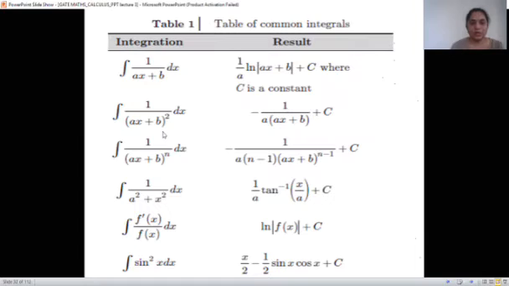And integration of 1 upon x plus b square is minus 1 upon a into 1 upon x plus b. All these are formulae. Few are important in that, like this one. Integration of 1 upon a square plus x square. We know it is 1 upon a tan inverse x upon a.